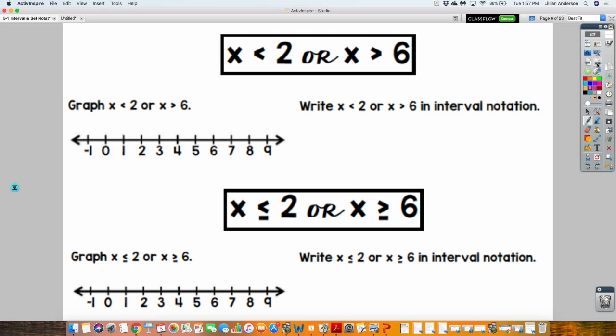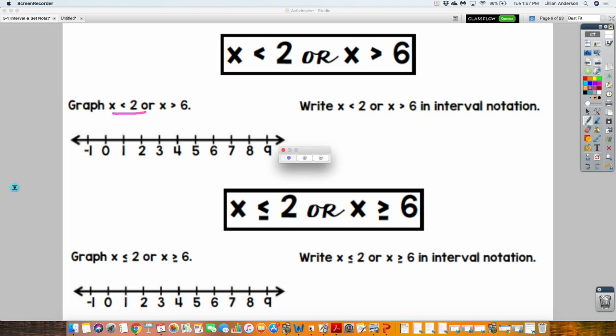This one you have 2 of them. So you have to do both parts. X is less than 2 or X is greater than 6. If I do this first part, X is less than 2, what is that around 2? Open circle. And around 6? Open circle. All right.